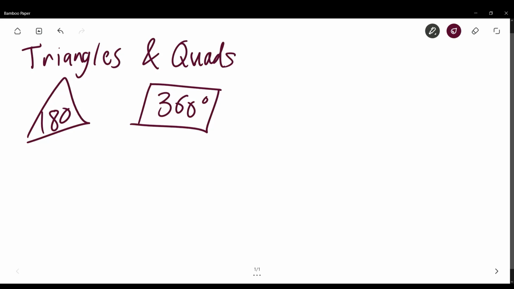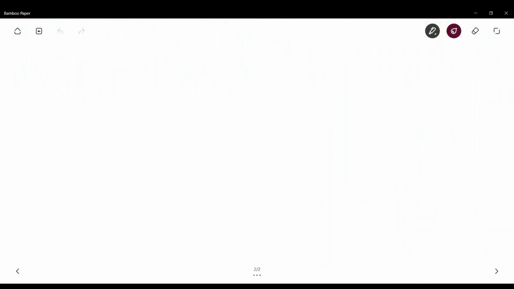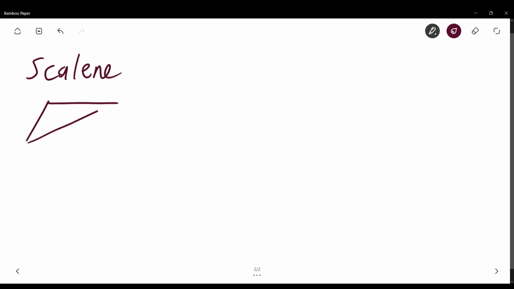But there are, of course, some special triangles and some special quadrilaterals. First off, let's have a look at triangles. Now we've got your standard four main types of triangles. So you've got your scalene triangle, all sides different, all angles different.